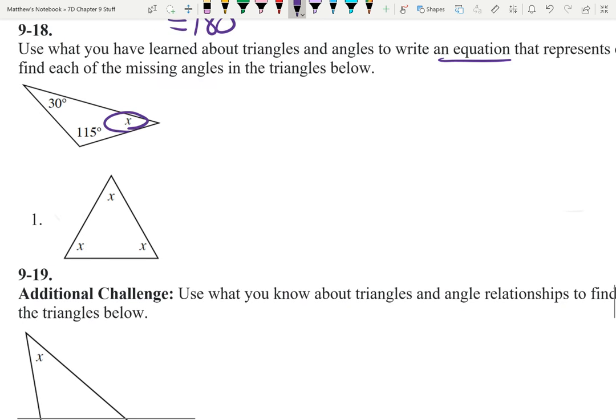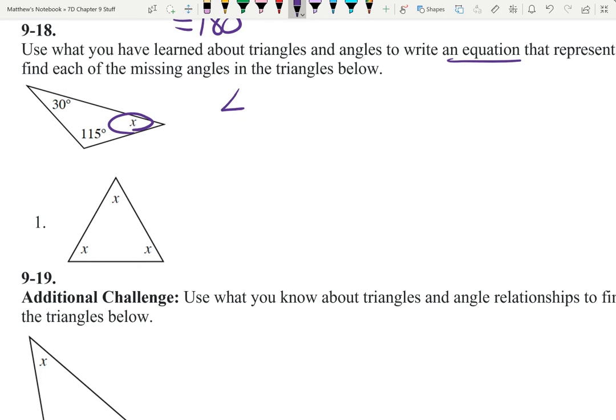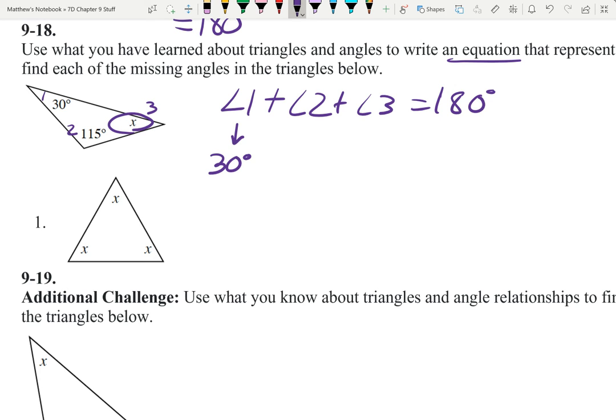So in this first problem here, I have angle 1 plus angle 2 plus angle 3 equal 180 degrees. So I can pretty much just give these numbers, 1, 2, and 3 is what I'm choosing. So we do know that angle 1 is 30 degrees and angle 2 is 115 degrees. But we don't know what angle 3 is, so we can go ahead and just put in x. So here's our official equation to get started.